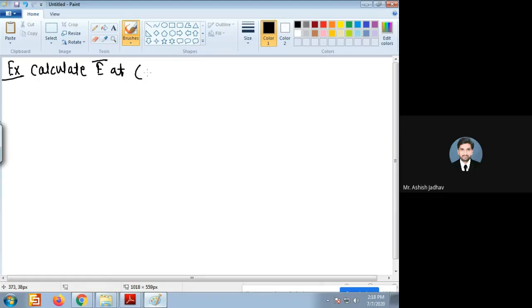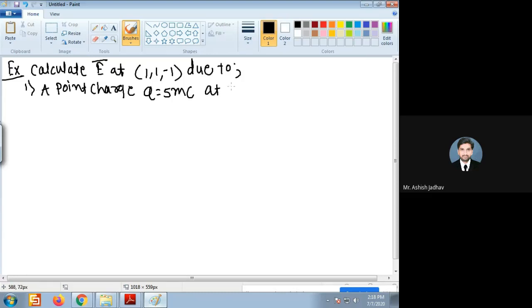E bar at 1, 1, minus 1, right? Due to, again, I'm going to give you 3 different charge configurations. So due to number 1, a point charge of Q equal to 5 millicoulomb at 1, 0, 0.